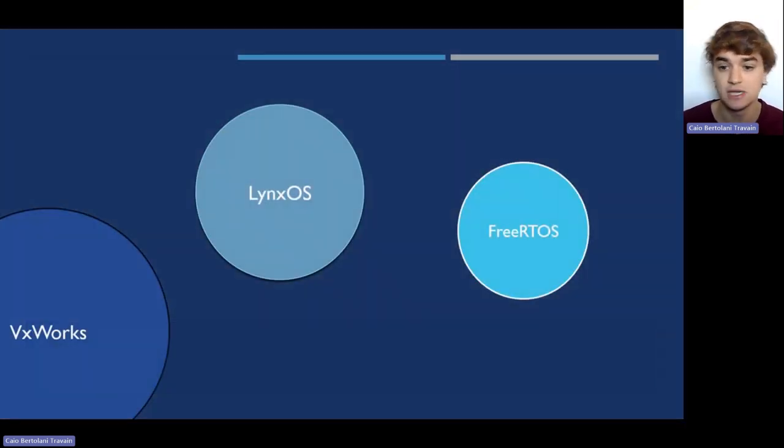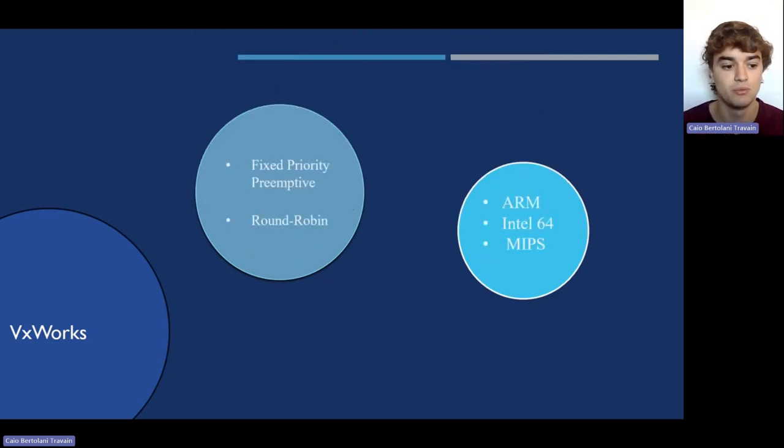And now we are going to see some examples in the market that we have now. We have VxWorks, LynxOS, and FreeRTOS. Those will be the ones that I'll be covering in this presentation. First, starting with VxWorks. It's a proprietary system, so you need to pay a license to use it. It was basically made for large systems, so ARM, Intel 64, and, sorry, MIPS processors. Its algorithm is the fixed priority preemptive system. And when they have two processes with the same priority, it's going to use round robin.